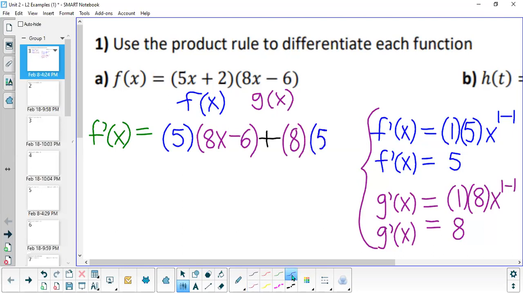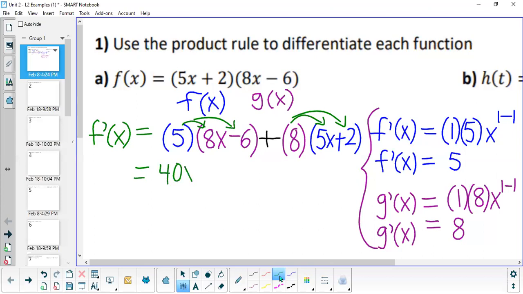first function. Now, it's very important on your test that you don't just write out the product rule and go directly to the answer. You now have to actually apply the distributive property. You have to apply the distributive property. So what does that look like?